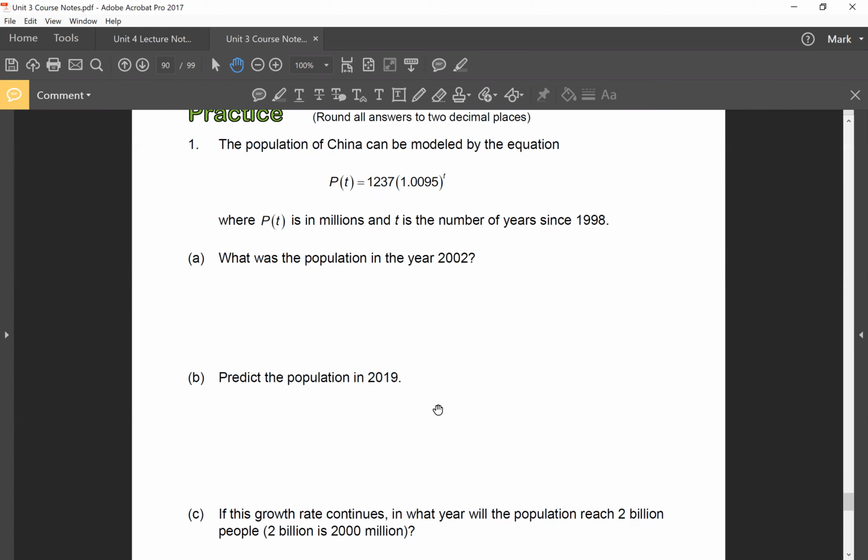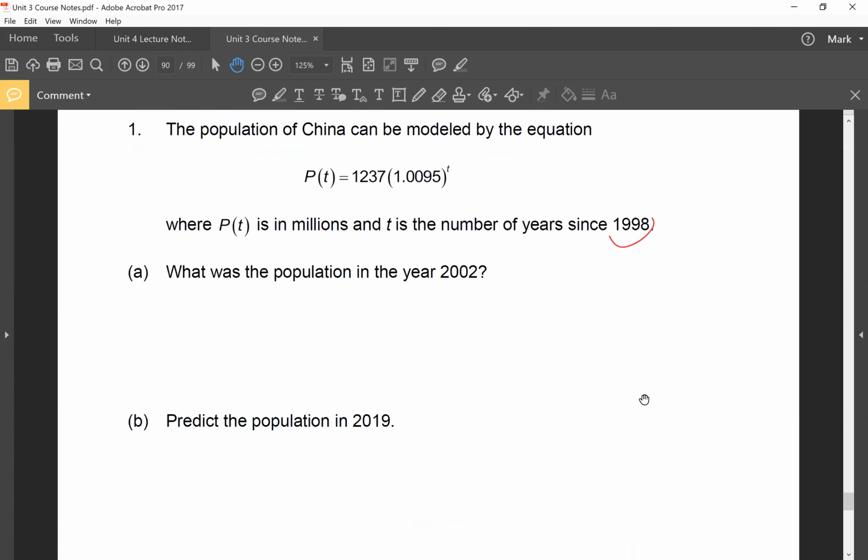All right. So population in 2022. This is 1998. Let me zoom in just a little bit. So this is 4 years. This one would be 21 years: 2019 minus 1998. 21 years.